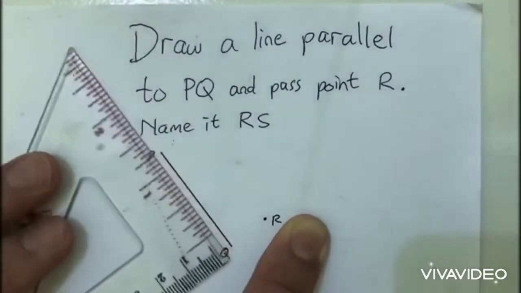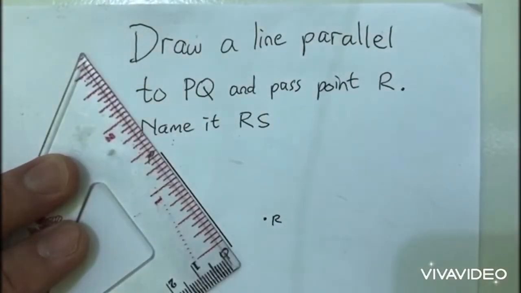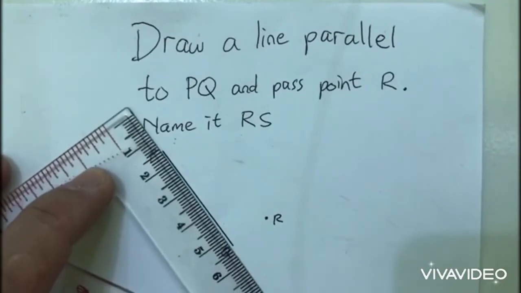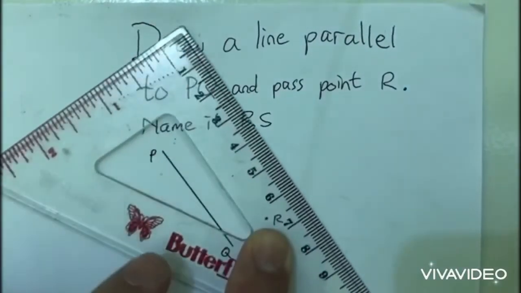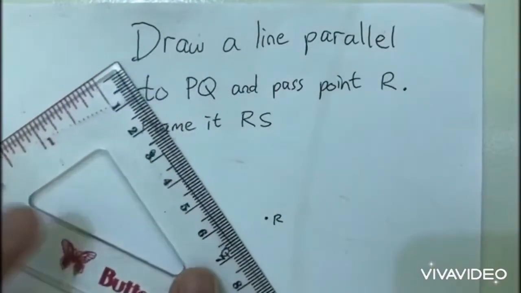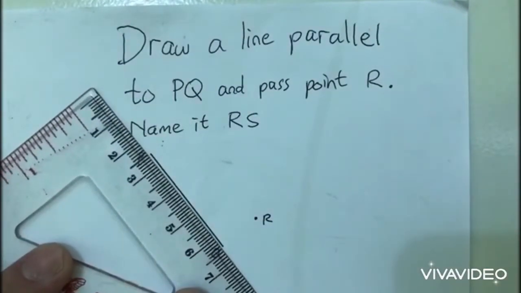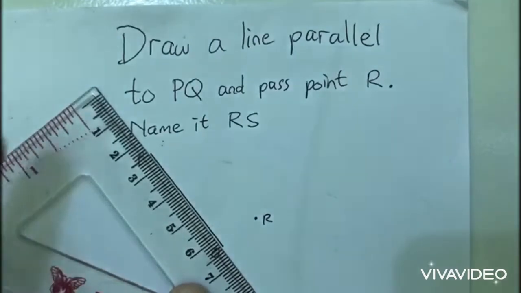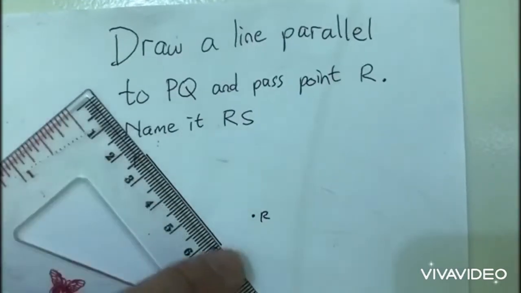See, I use this. You can put it like that, or you can put it like this. Remember, I repeat: the hypotenuse, and then the two perpendicular lines. We use those two lines. You put it on PQ, and this is a line perpendicular to that one, right?